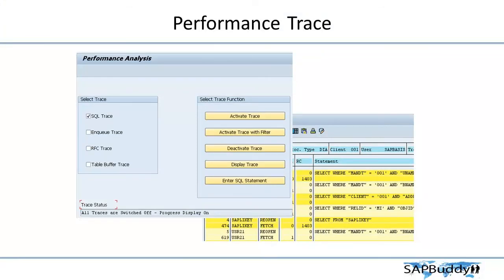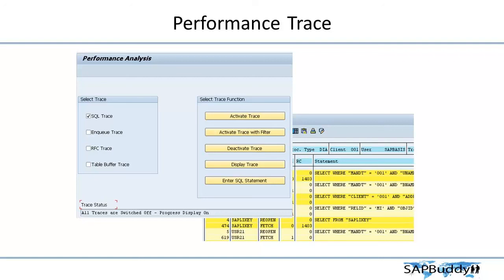The next trace is called performance trace. This is also similar to our system trace. Here you can trace the SQL trace, NQ trace, RFC trace, and table buffer trace. This will be mainly used by the development team, or we can say it is integrated into our ABAP development workbench. The difference between the system trace and the performance trace is that it is more detailed. You can see the statements and how they have been executed in more detail.